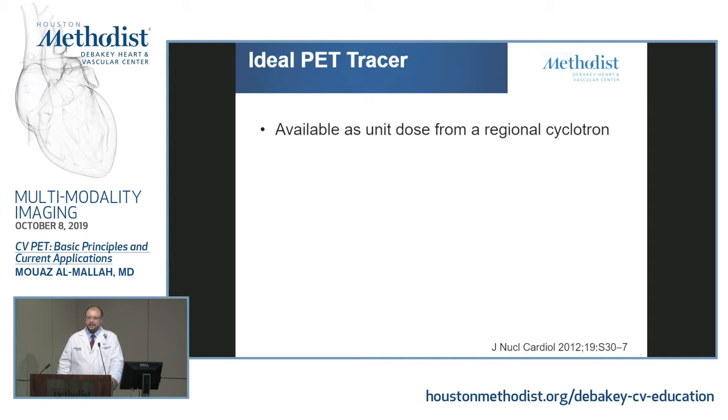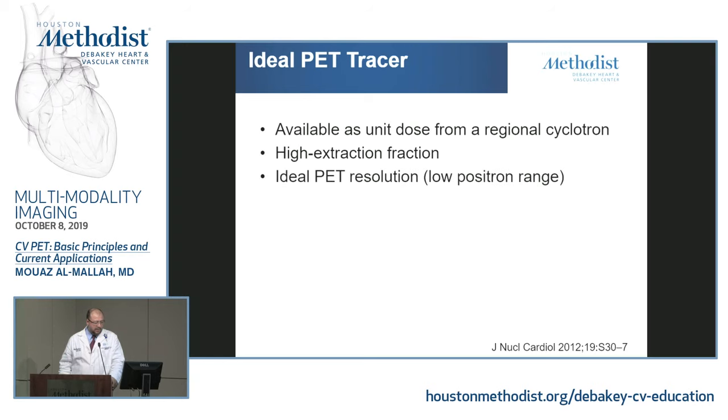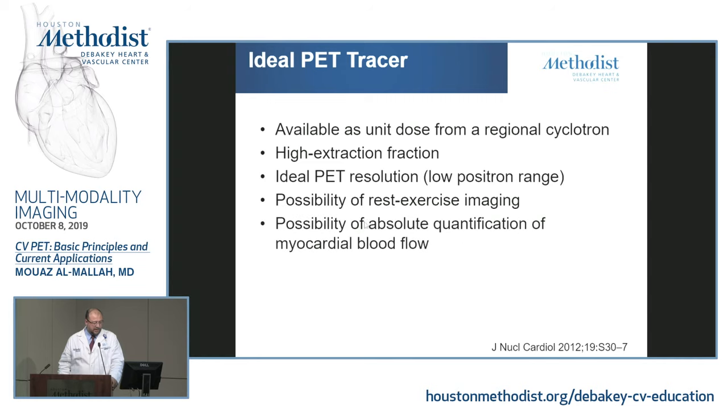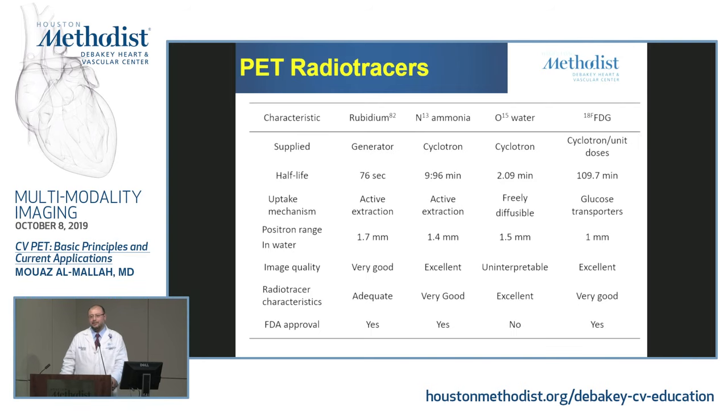So what is an ideal PET tracer? Ideally, I'd like a tracer that comes to me as a unit dose. So if I have one patient, I can do one. If I have 10 patients, I can order 10 doses. I want something that goes more into the myocardium, so higher extraction, and not to other parts of the body as much, being picked up in the myocardium in a linear relation, as we will see. I would like a lower positron range, which I'll show you in a second. I would like the ability to do exercise imaging, and the ability to quantify blood flow. Unfortunately, this tracer is not available, but I'll show you the tracers that we have, which have different characteristics.